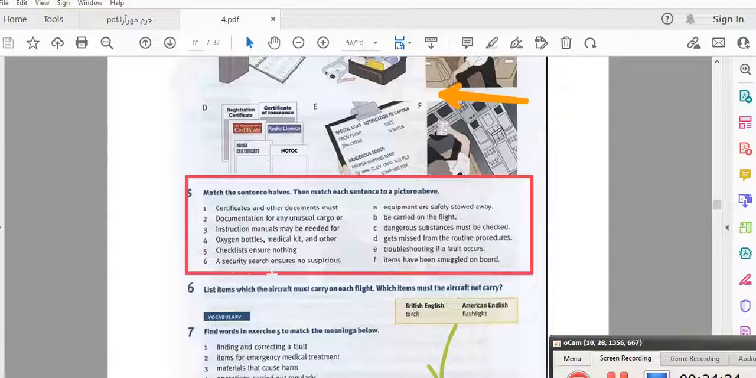Security means safety. Security search, safety search. You're searching in order to be safe. It ensures no suspicious items have been smuggled on the boat. What's the meaning of trafficking? It means to move something illegally into another country. For example, you use the airplane in order to move something illegally, trafficking on the plane.